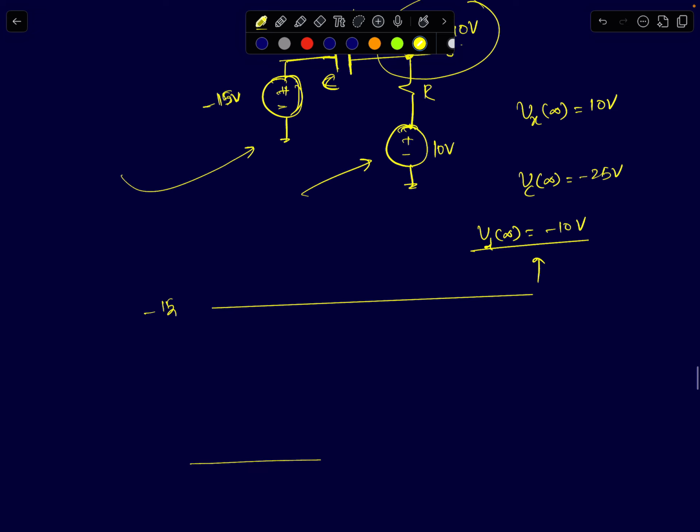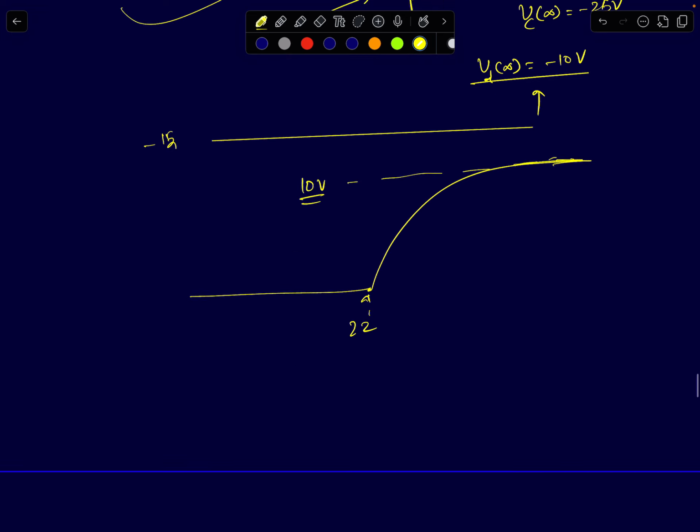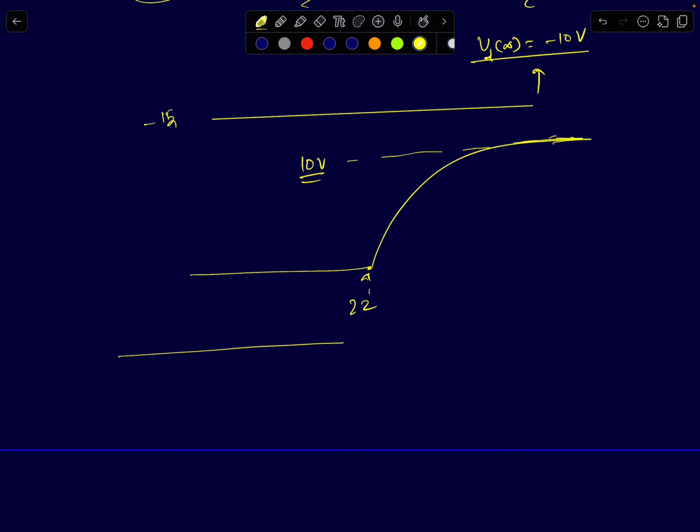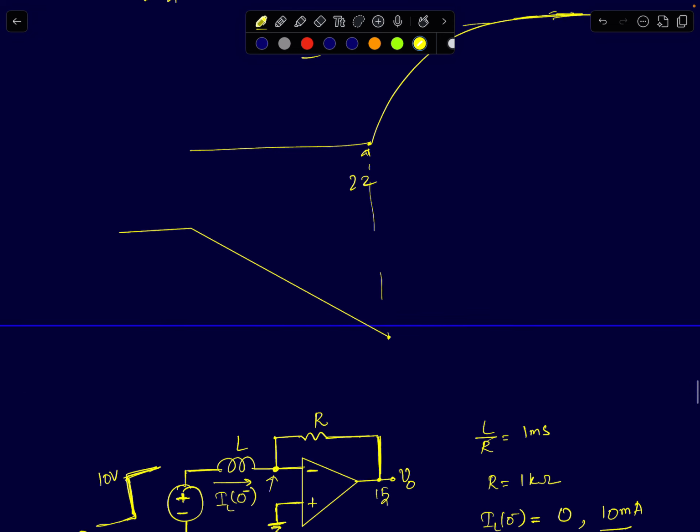It will stay at 0, and once the output saturates after 2 time constants, it will rise with a first order time constant. It will increase like a first order response and finally reach 10 volts. The voltage across the capacitor starts off at plus 5, reaches minus 15 in 2 time constants. From there it undergoes a first order charging to minus 25 volts. Same as before. I'm quickly drawing this because I've already explained this in the previous problem.